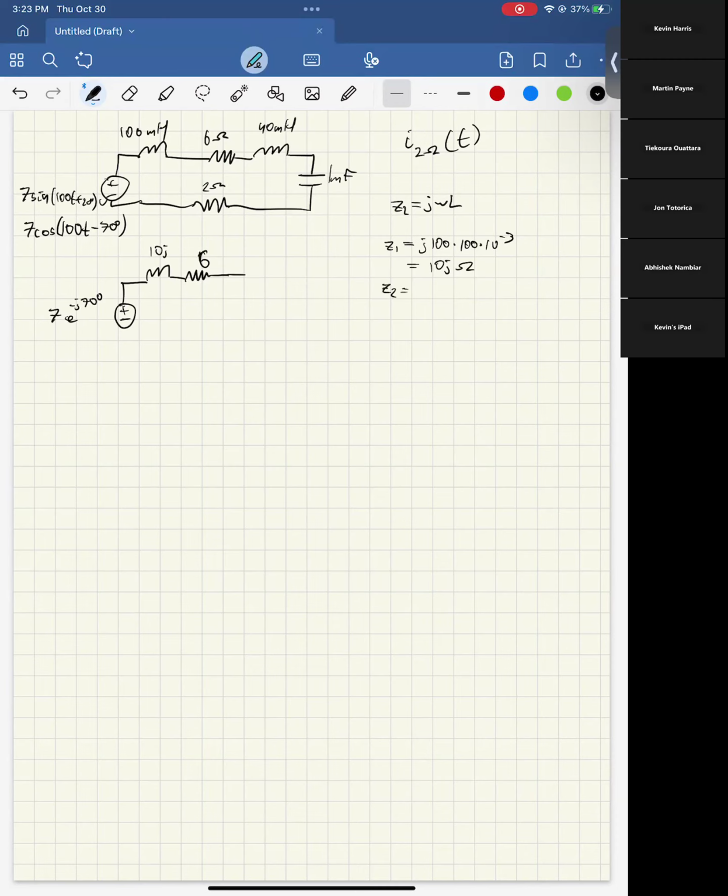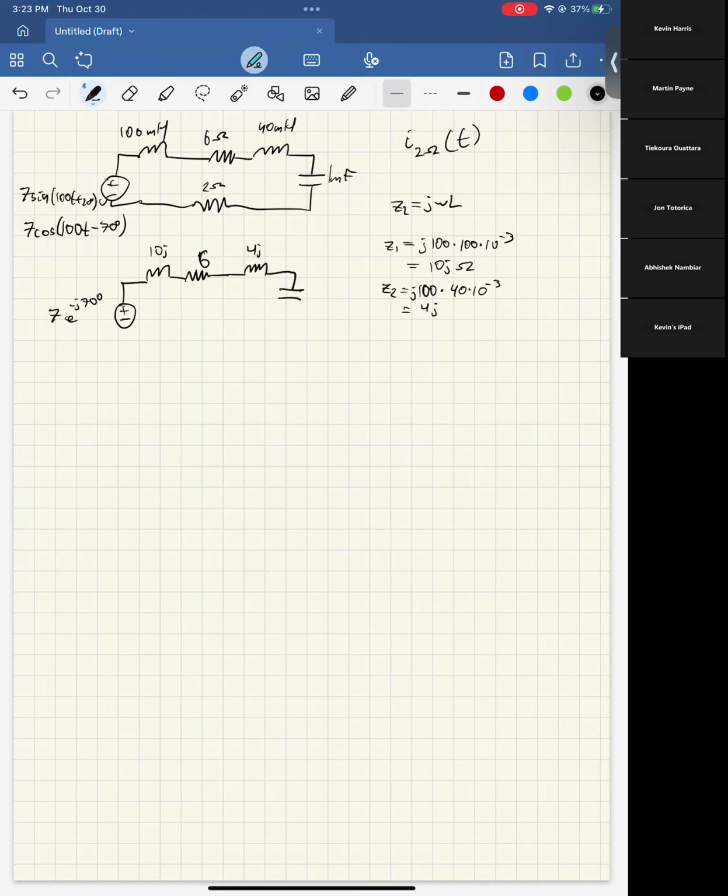Z2 is going to be J100 because J omega is 100 from here, times 40 times 10 to the negative 3, which is 4,000, but times 10 to the negative 3, so we get 4J. And then for the capacitor, so I'll write that here, 4J.